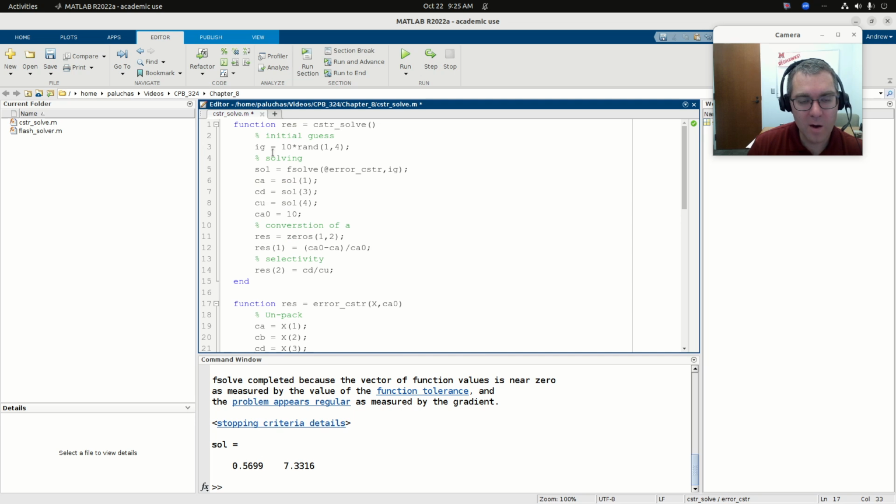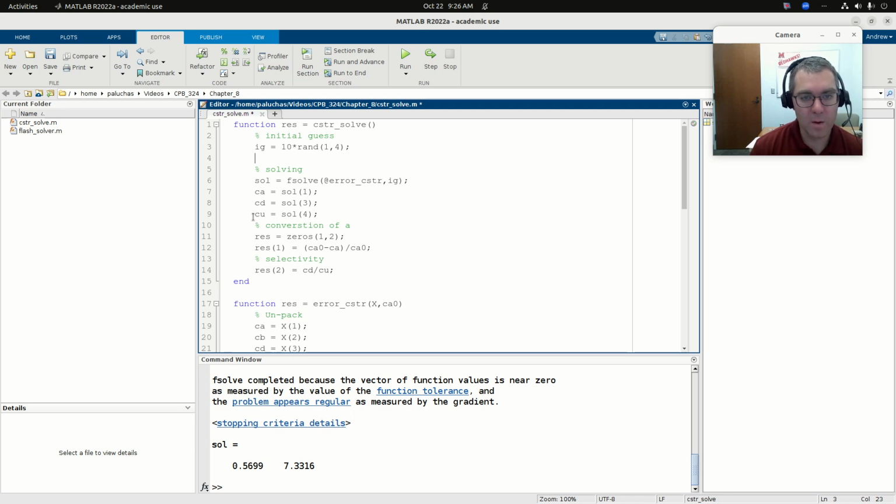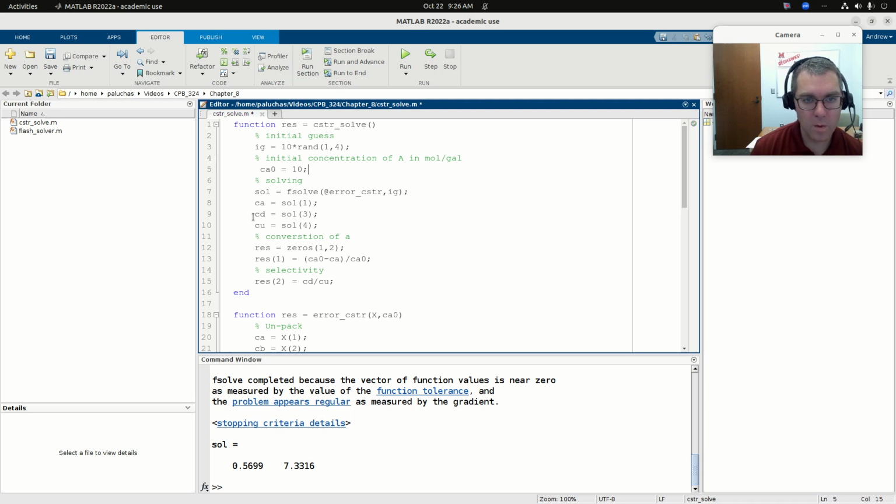Now I can do that, but now I'm going to have an issue with my fsolve command. Remember, fsolve is just looking for a function with a single input and a single output. So what am I going to have to do? Well, I'm not going to define this here. What I'm going to do is make a comment: my initial concentration of A in moles per gallon.